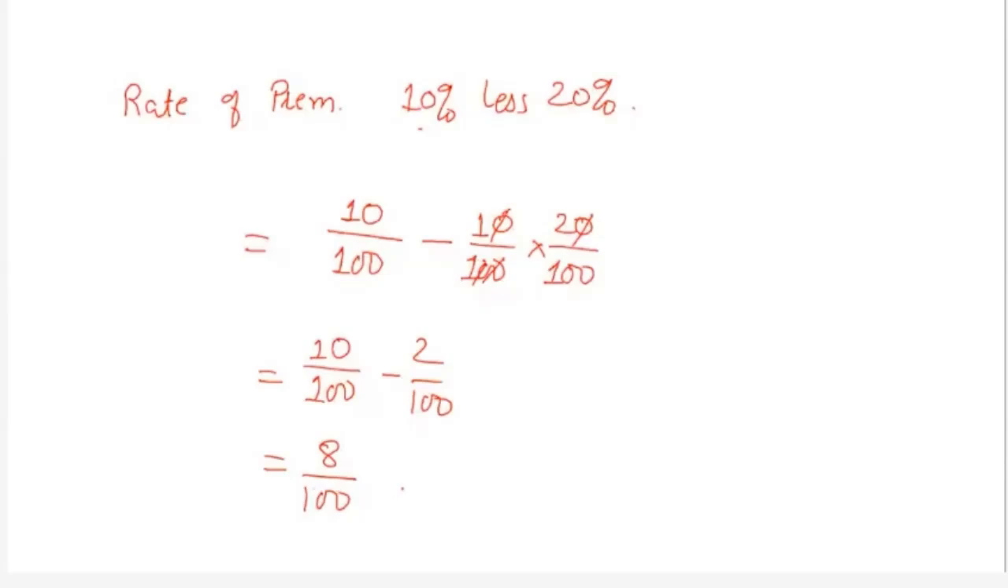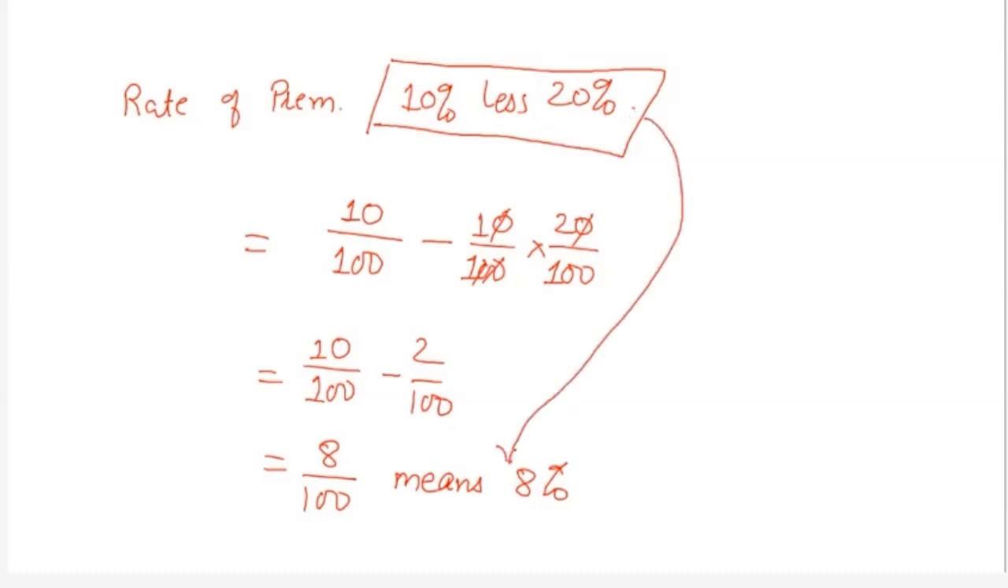Correct my calculation. 8 upon 100 means 8%. So instead of saying directly 8%, indirectly they are saying 10% less 20%. 10% less 20% is nothing else but 8%, per annum. Okay? Shall we go ahead? I have revised. All formulas are revised. Let's go and solve the next sum.